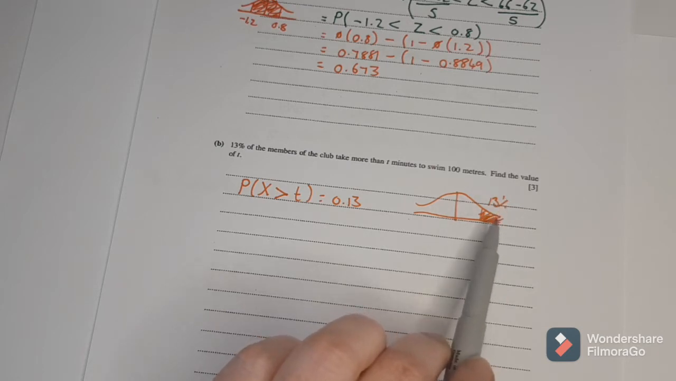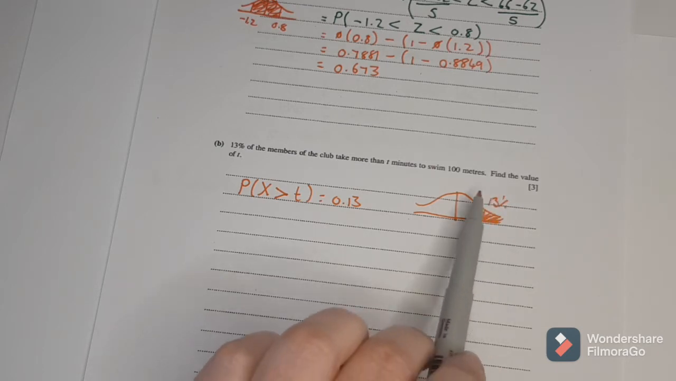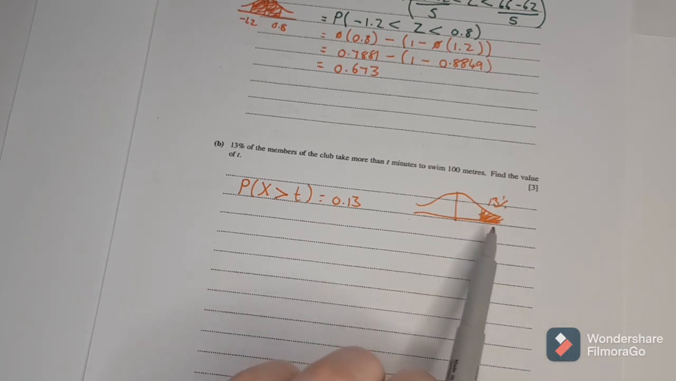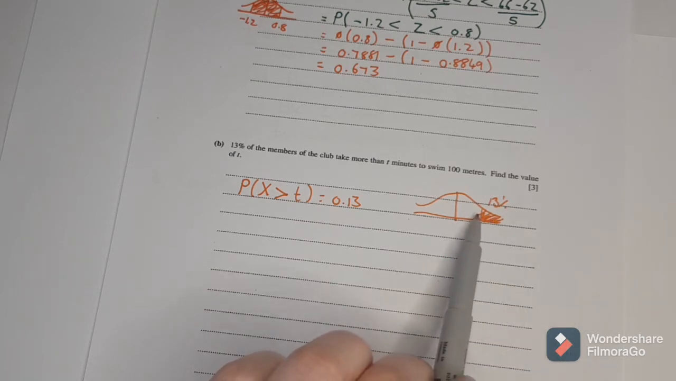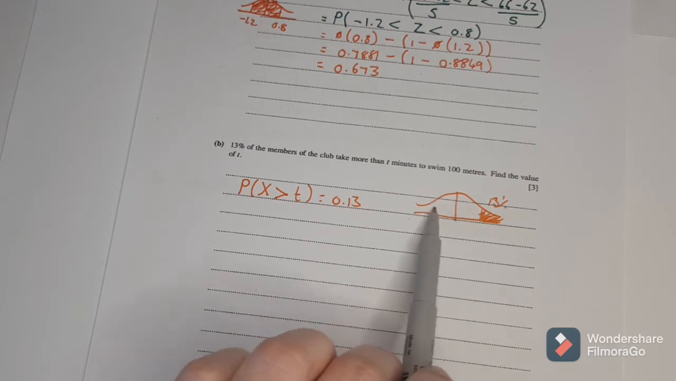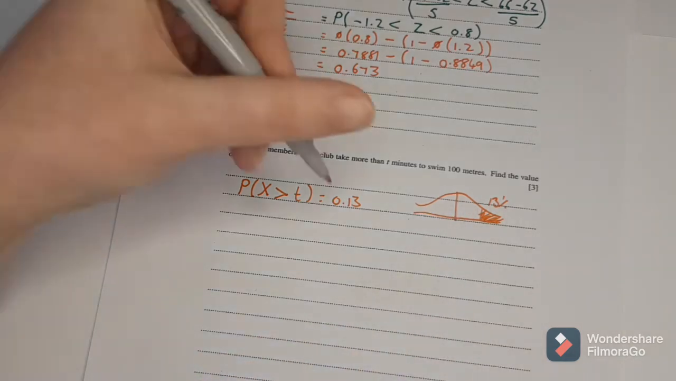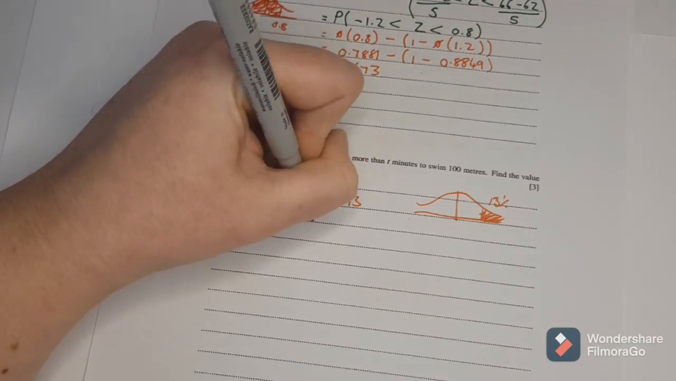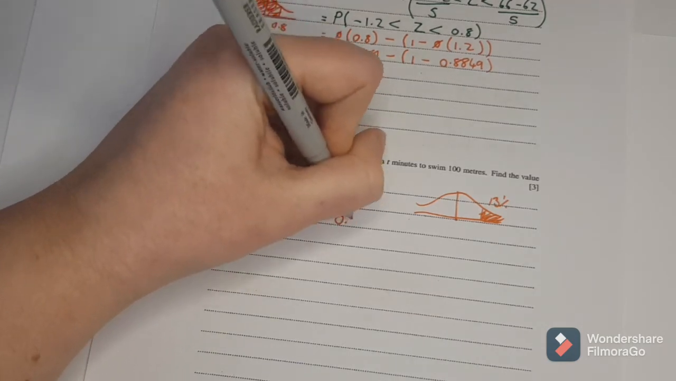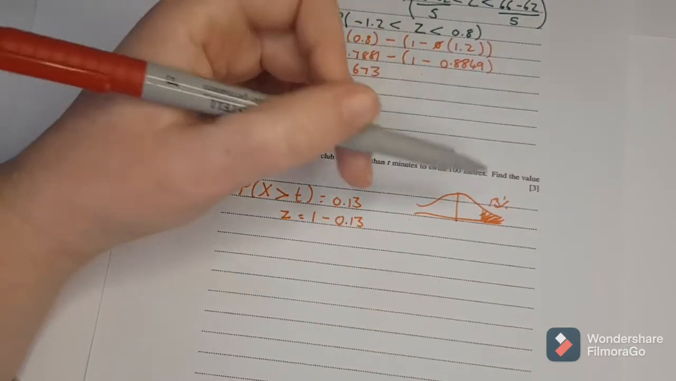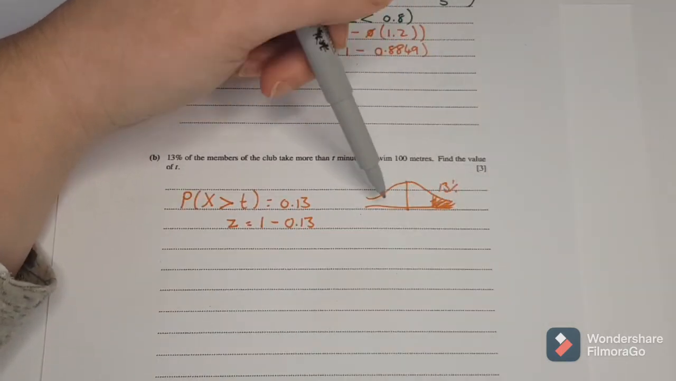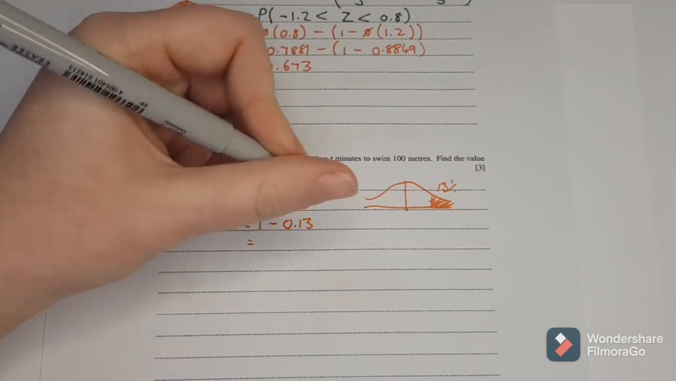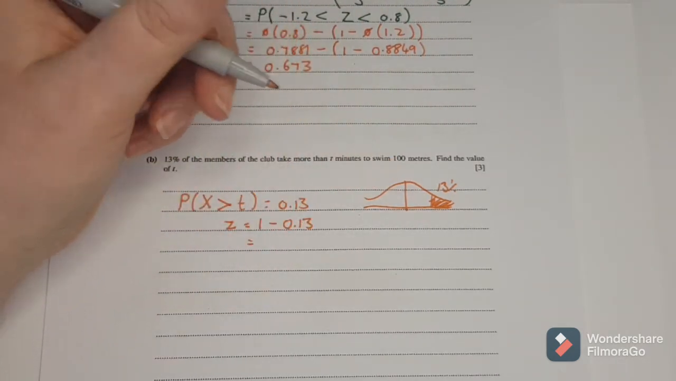So now I know what I normally would have done, because this is now to the right, even though it's positive, is I would have said 1 minus to get rid of everything to the left. So now when I want to get my Z value, I still need to say 1 minus 0.13, because this is how I normally would have solved for my curve. And that would have given me a value of 0.87.